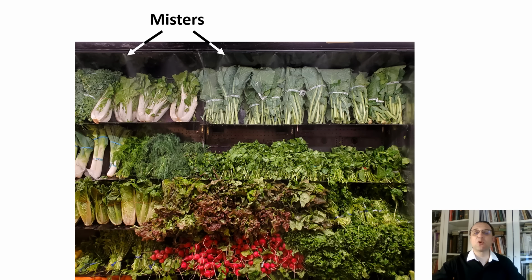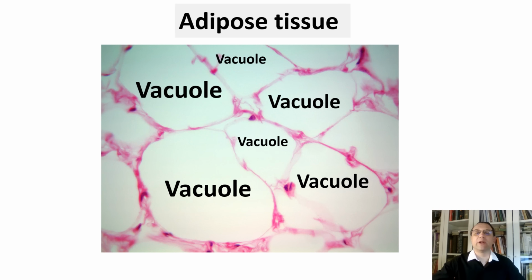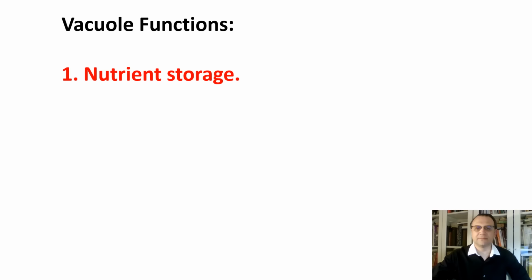And this is why some grocery stores keep some lettuce and vegetables under misters so the water will keep them turgid. In animals and humans, adipose tissue cells have large vacuoles and a low number of mitochondria. They have the ability and the space to store lipids in the form of triglyceride droplets. This stops the fatty acids from circulating in the blood, which can cause inflammation of the blood vessels and arterial plaque buildup. Let's summarize now the functions of the vacuoles.